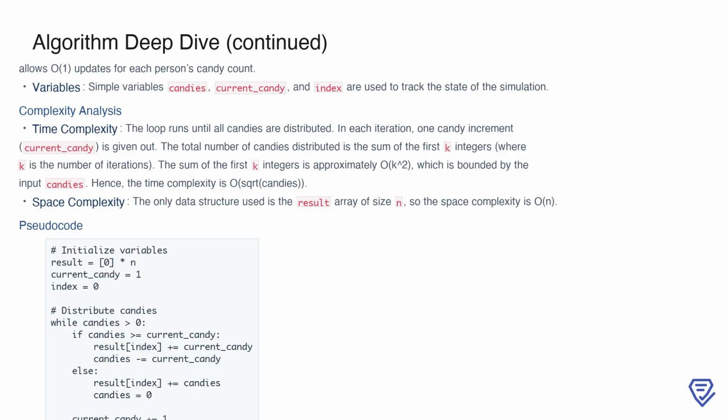Here's the pseudocode to summarize: initialize the result array, distribute candies in a loop by checking available candies against current_candy, increment current_candy after each step, and use modulo arithmetic to cycle through indices.